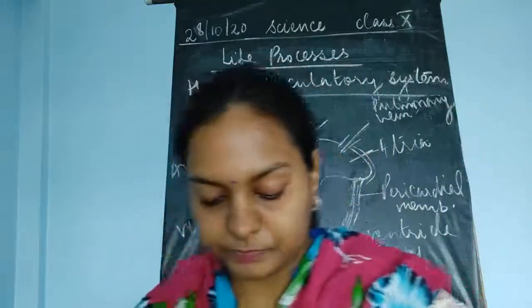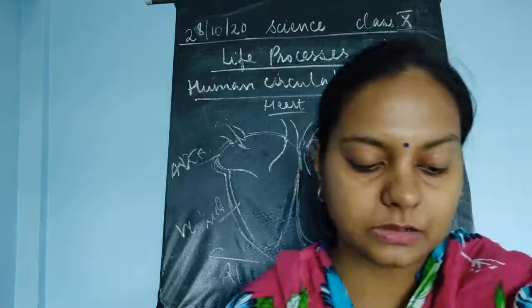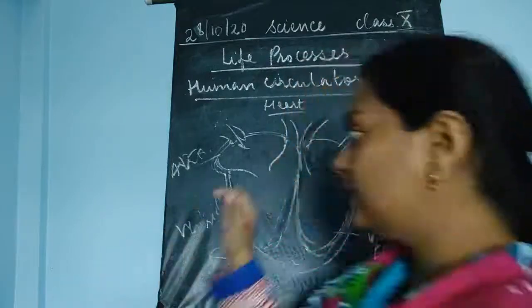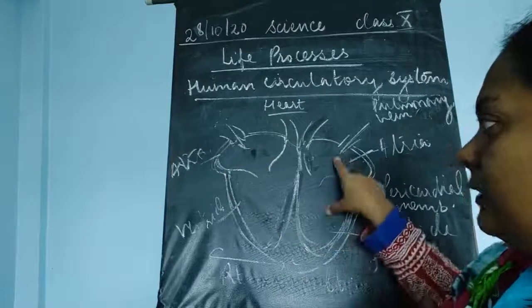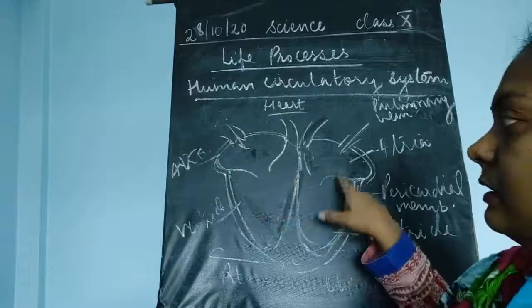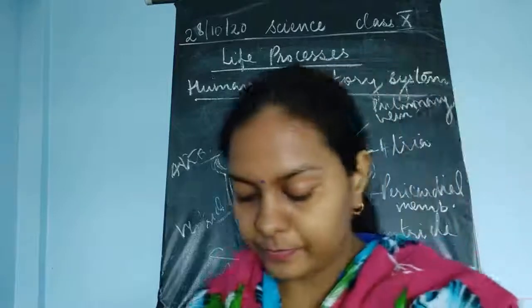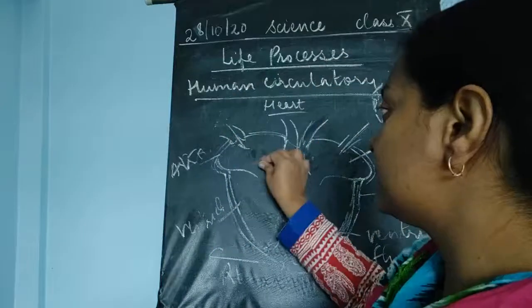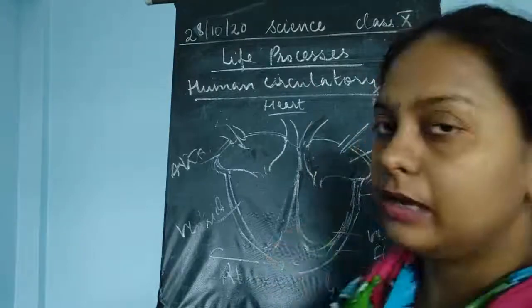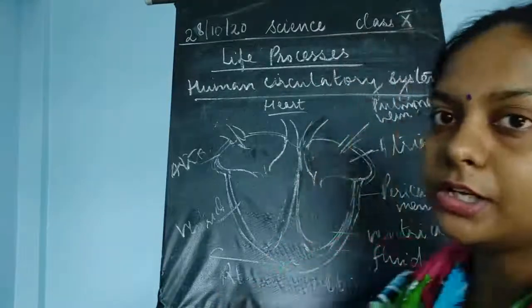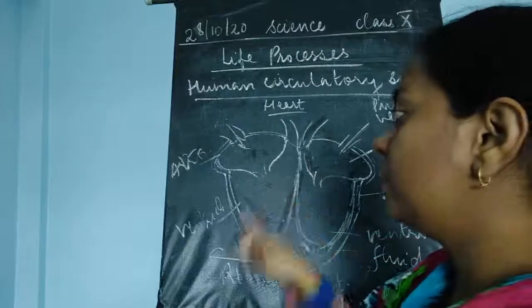Now, the right atrium is connected with the right ventricle. Right atrium, right ventricle, left atrium, left ventricle, both of them are connected by the valves. These valves will not allow the blood to backflow into the atria or the ventricles once they are shut, once they are closed.